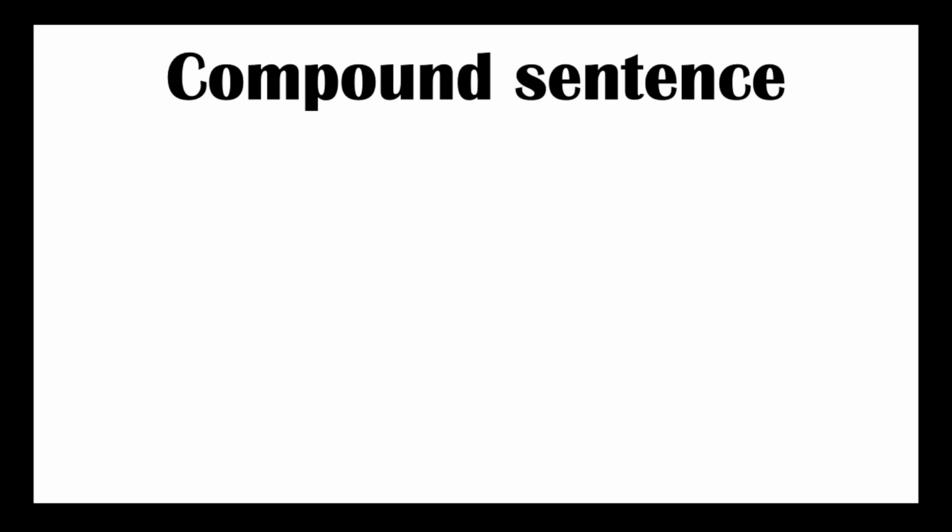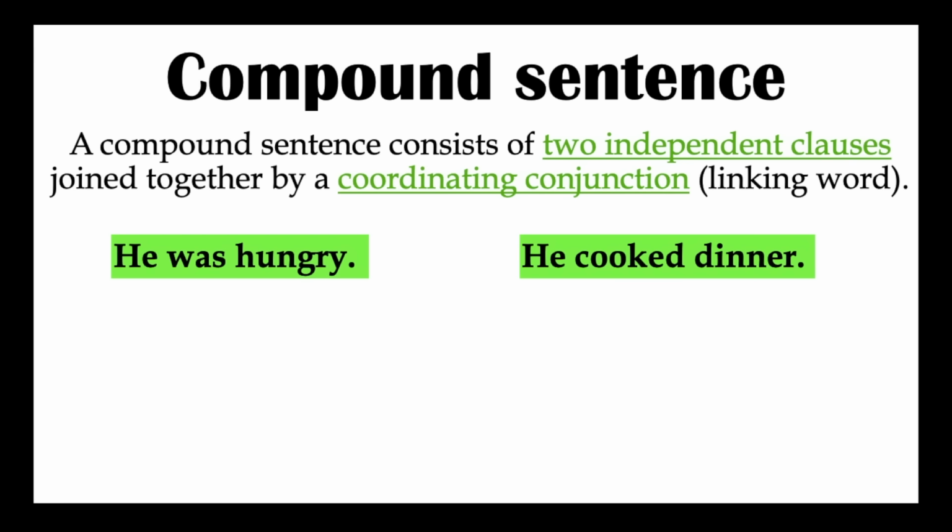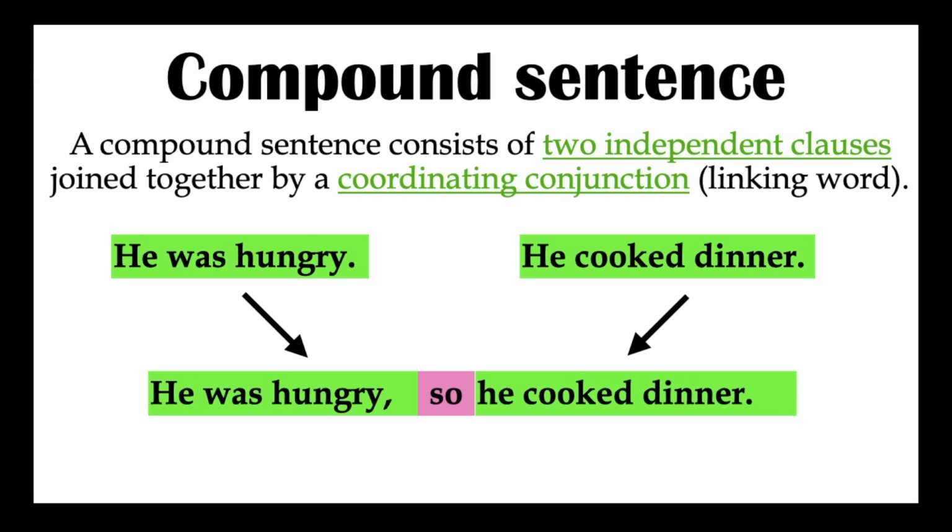Compound sentence. A compound sentence consists of 2 independent clauses joined together by a coordinating conjunction. Let's take a look at an example. He was hungry. This is an independent clause. He cooked dinner. This is also an independent clause. We can now join the 2 independent clauses by using a coordinating conjunction. Using the coordinating conjunction so allows us to form the compound sentence, he was hungry, so he cooked dinner.